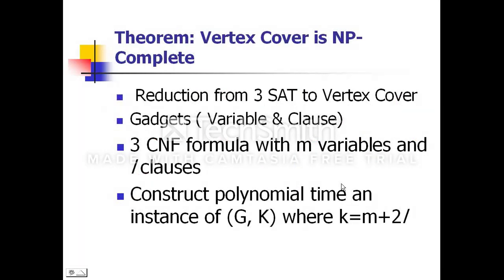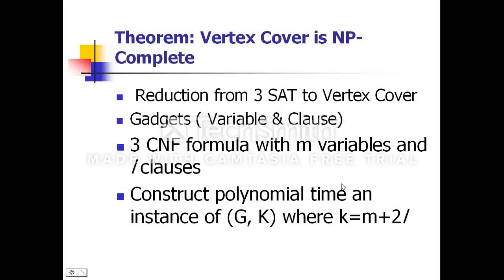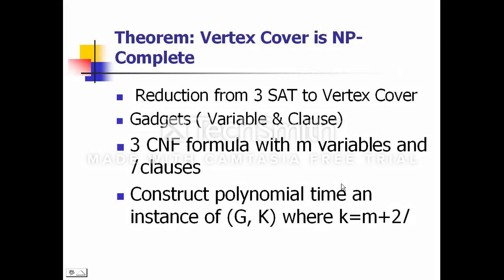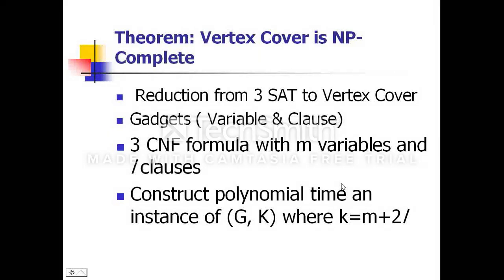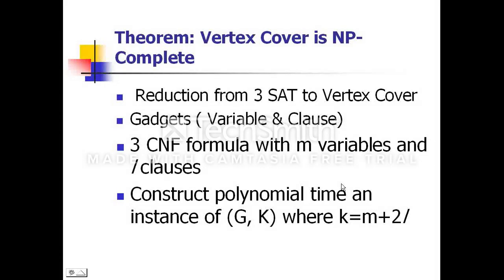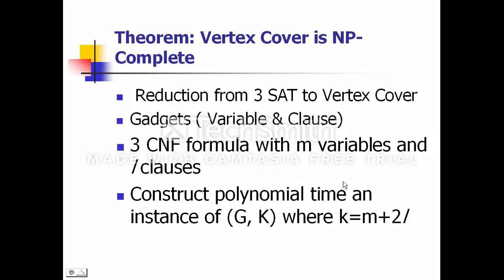Now let us begin with the theorem. The theorem is that vertex cover is NP complete. For proving NP completeness, we need to show the reduction from a known NP complete problem to the given problem, and if we are able to do it successfully, then we can prove that vertex cover is NP complete. Here we are going to use the known NP complete problem, the 3-SAT problem. The 3-SAT problem is already an NP complete problem. So we will try to show the reduction from 3-SAT to the vertex cover.